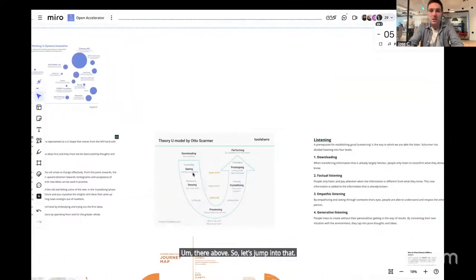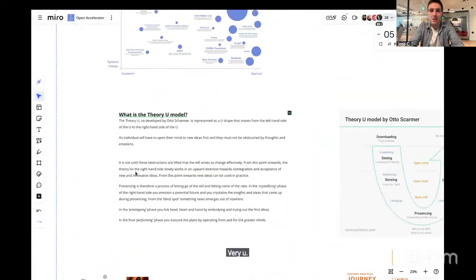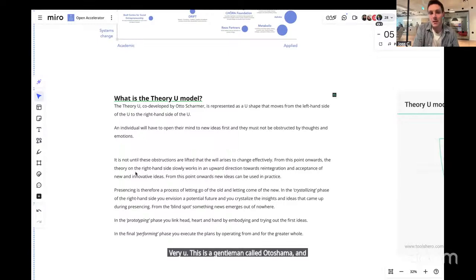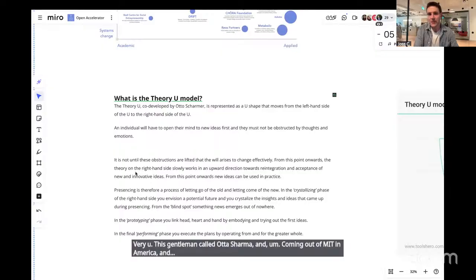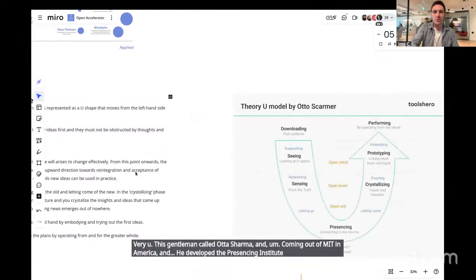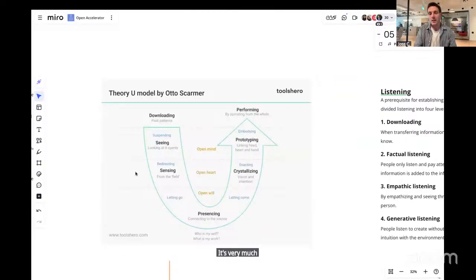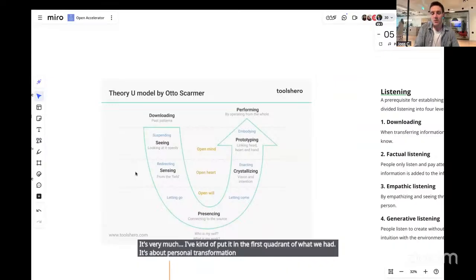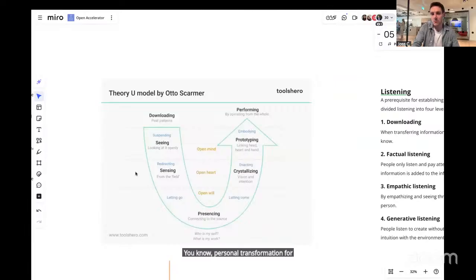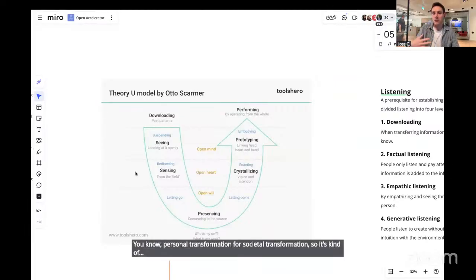First one's Theory U. This is a gentleman called Otto Scharmer, coming out of MIT in America, and he developed the Presencing Institute, which supports and develops this model for transformative change or systems change. I'd put it in the first quadrant of what we had. It's about personal transformation, or as he puts it, personal transformation for societal transformation. So it's trying to change yourself as a pathway to bring something new into the world.